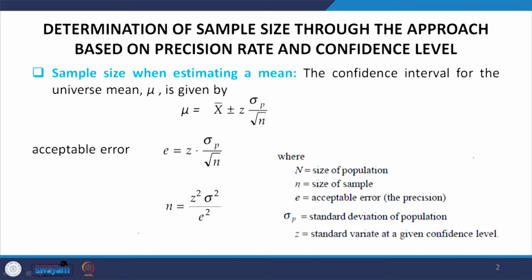We already discussed this, so let me come back to the presentation on understanding sample size through the precision rate and confidence level. There are two approaches: when the population size is known and when the population size is not known. Now, what do you think is true in reality? In reality, the population size is not known. In a large number of surveys, we do not know the population size.